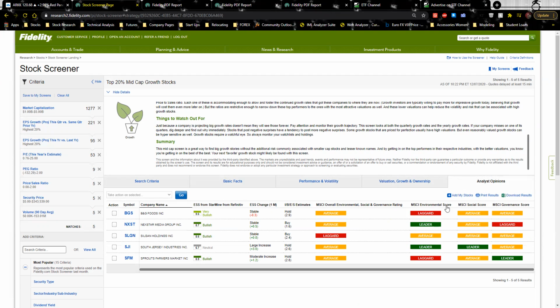So don't forget, stocks are getting graded on this environmental social governance score. ESG has been very important. So a lot of investors are thinking about that now, moving forward in a lot of ways.